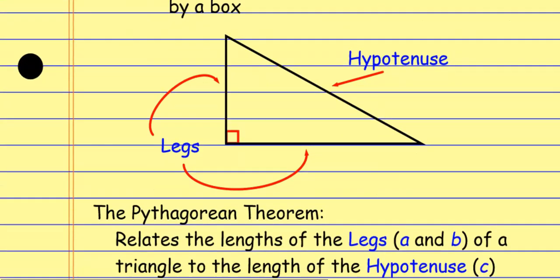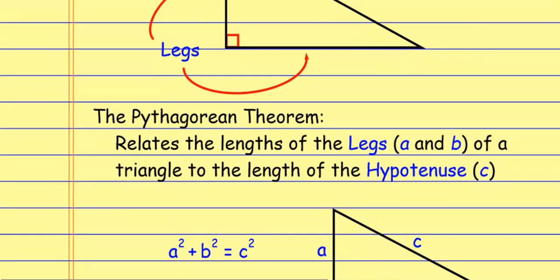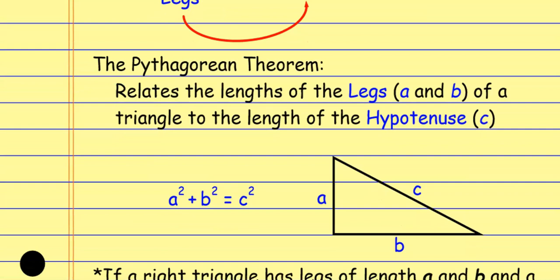The Pythagorean Theorem is the relationship between the lengths of the legs and the hypotenuse: the legs squared added together equals the hypotenuse squared. It looks like this: a squared plus b squared equals c squared, where a and b are the legs of the triangle and c is the hypotenuse. The legs are interchangeable. It doesn't matter which one I call a and which one I call b.